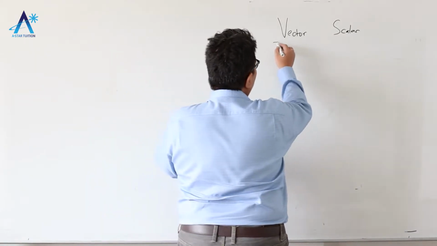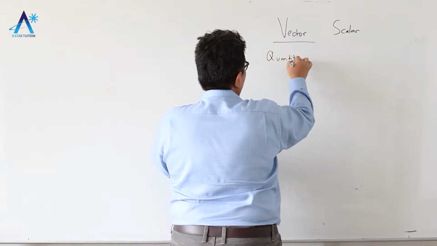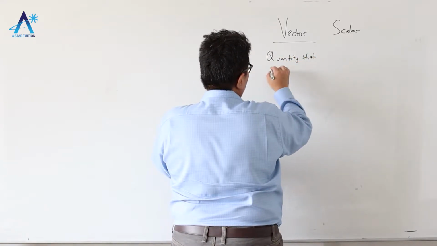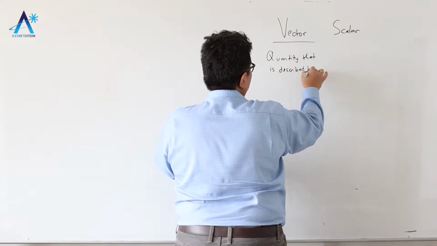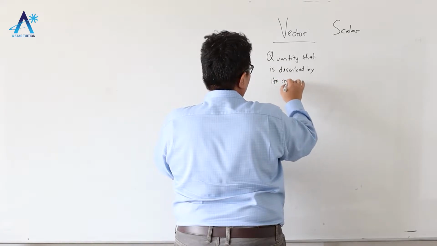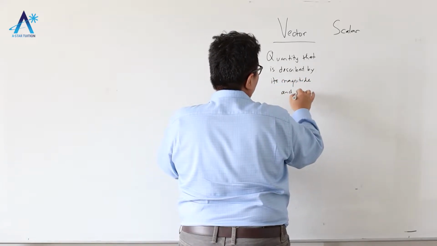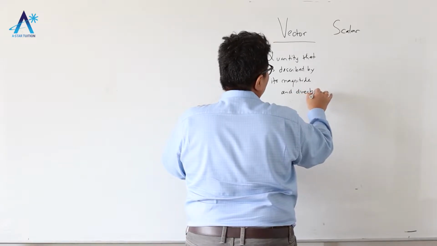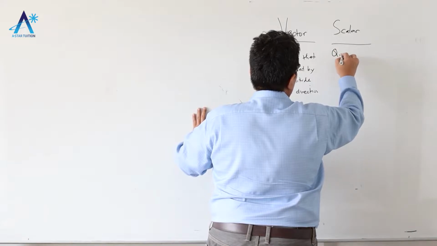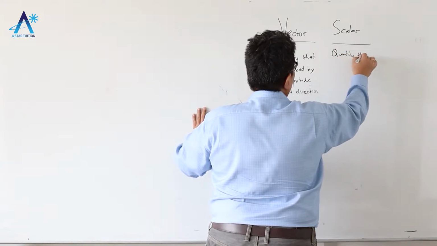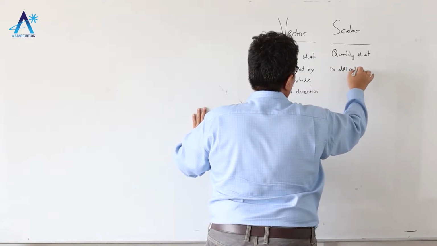Now, a vector is a quantity that is described by its magnitude as well as direction. A scalar quantity is a quantity that is described only by its magnitude.